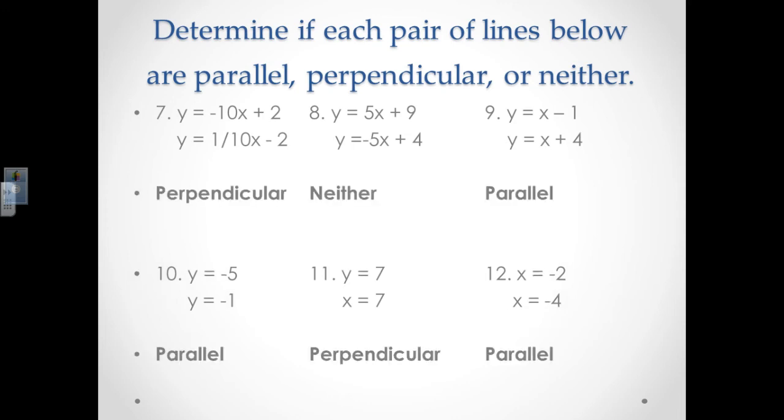Okay, so number 7, they have opposite reciprocal slopes, so they are in fact perpendicular. Number 8 would be neither. Number 9, they both have slopes of 1 and different y-intercepts, so they are parallel. Number 10, you have 2 horizontal lines, so they are parallel. In number 11, you have 1 horizontal and 1 vertical line, therefore they would be perpendicular. And then in number 12, you have 2 vertical lines once again, therefore those would be parallel.